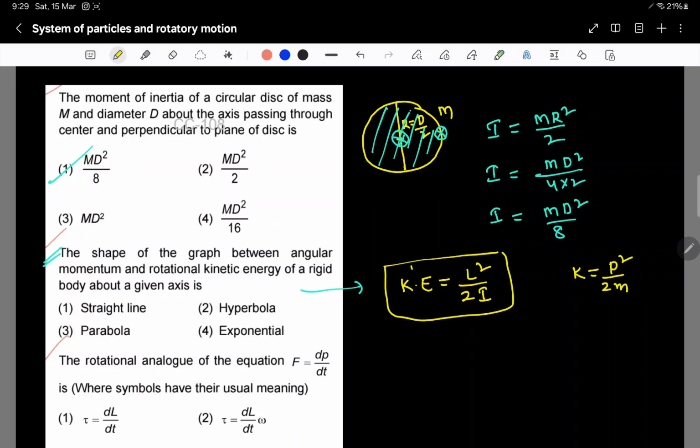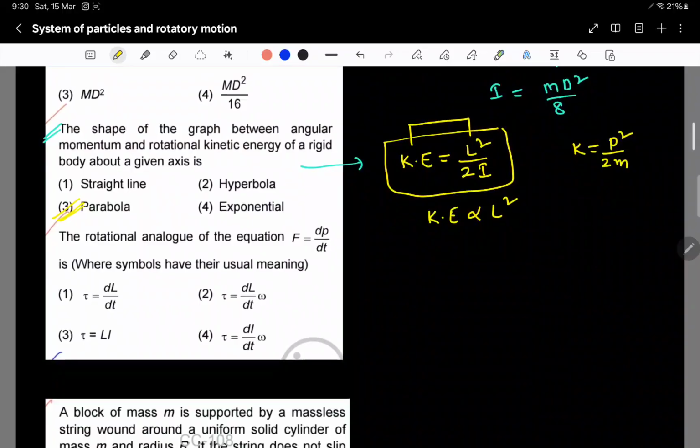What is the relation between kinetic energy and L square? KE is directly proportional to L square, power more than 1. Many times I explained, students: if the power is more than 1, it is a parabola. If it is 1, it is a straight line. Yes, I think this problem is clear to everyone.